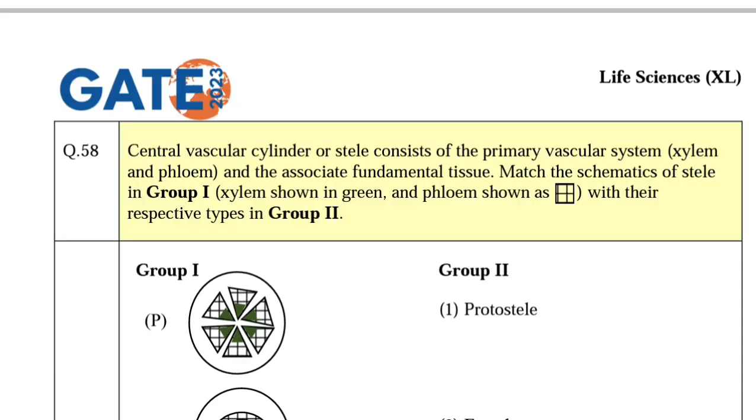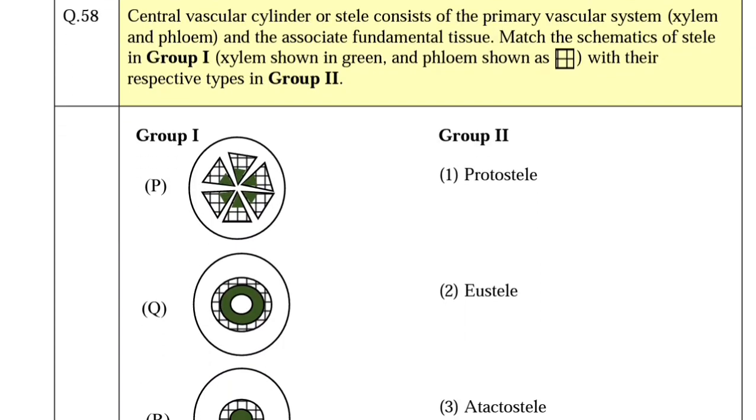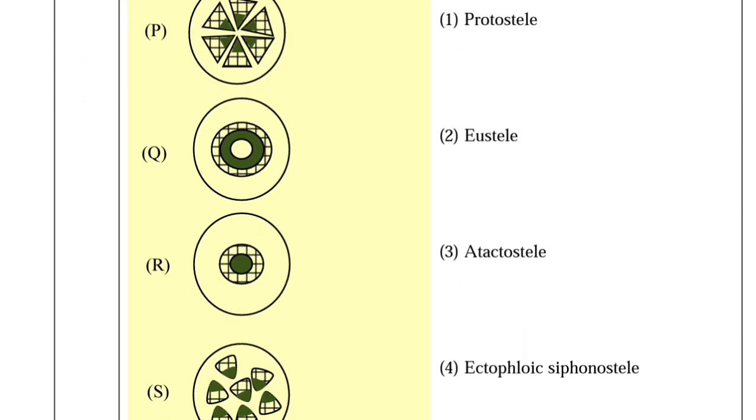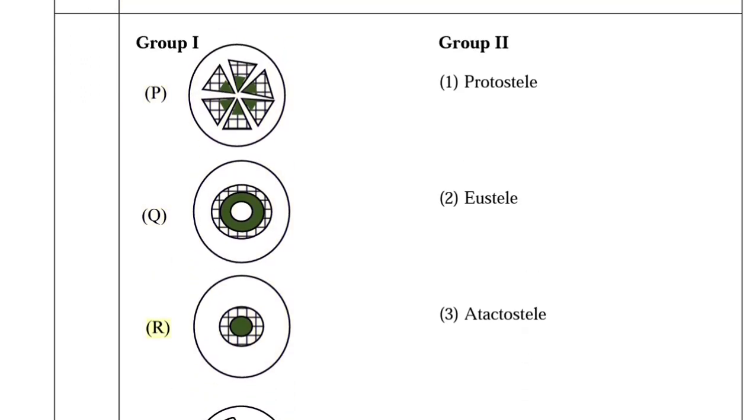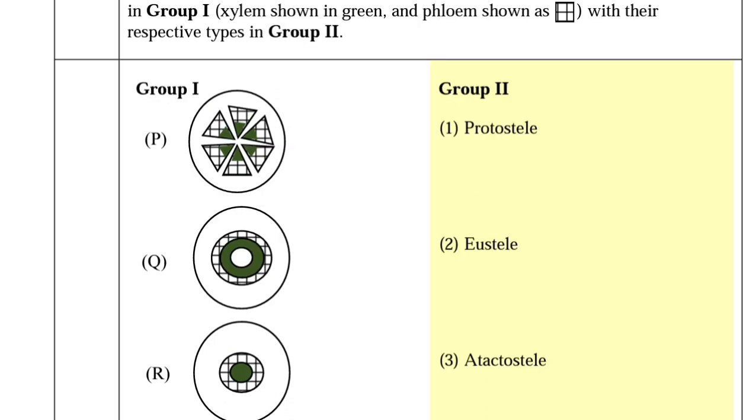Central vascular cylinder or stele consists of the primary vascular system, xylem and phloem, and the associated fundamental tissue. Match the schematics of stele in Group 1, xylem shown in green and phloem shown in another color, with their respective types in Group 2. Group 1: P, Q, R, S. Group 2: 1. Protostele, 2. Eustele, 3. Atactostele, 4. Ectophloic siphonostele, 5. Amphiphloic siphonostele.